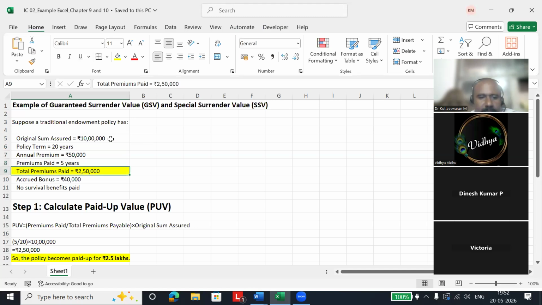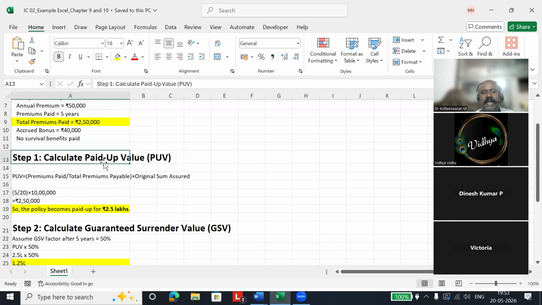So total premium paid is 50,000 per year, and I have paid for 5 years. So 2,50,000. I have also got some bonus. Bonus accumulated is 40,000 rupees. No survival benefit paid. Survival benefit is if they paid me any bonus, they will reduce it from the policy. So no survival benefit is there. So it's a very simple calculation.